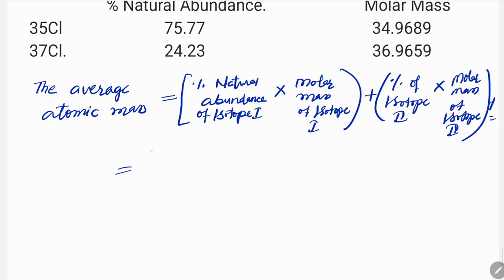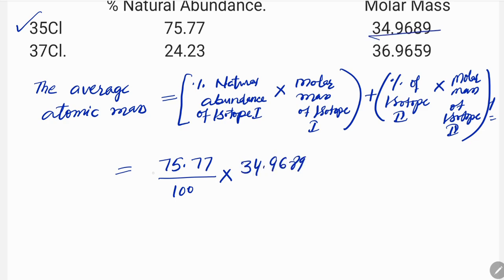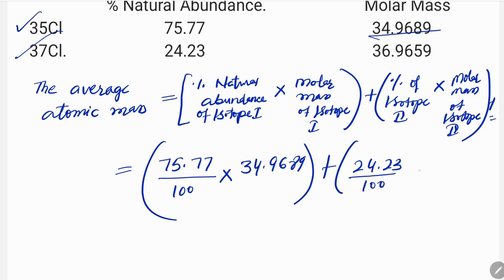So over here, the percentage natural abundance for the first isotope, which is chlorine 35, is 75.77%. Okay, it is percent. Percent means divided by 100. Multiplied by the molar mass given, which is 34.9689. Plus the percentage of the other isotope, the second isotope 37, which is 24.23%, means once again divided by 100, multiplied by 36.9659, which is its molar mass.